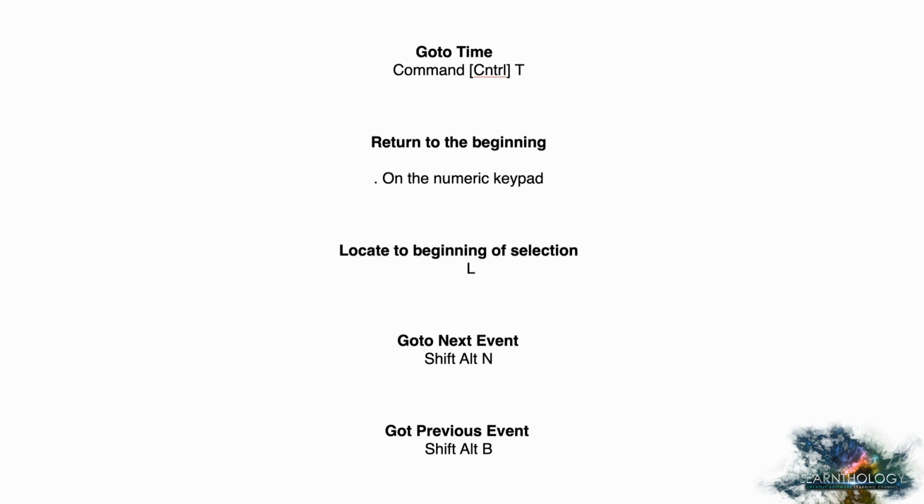More positioning commands. We can hit Command T or Control T to bring up the Go To Time box, where we can type in a specific location to position the playback cursor. We can go to the beginning of the song by using period on the numeric keypad. We can locate to the beginning of a selection using L, or we can go to the next event using Shift-Alt-N, or previous event in the timeline using Shift-Alt-B. We'll continue with more in the next video.